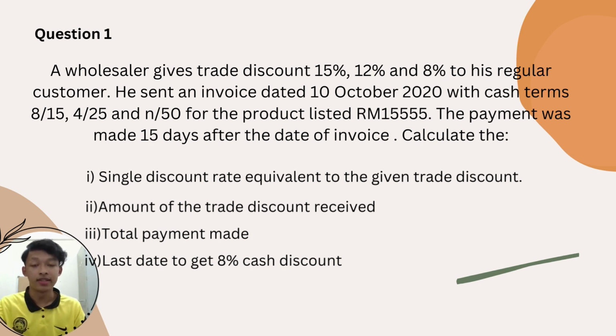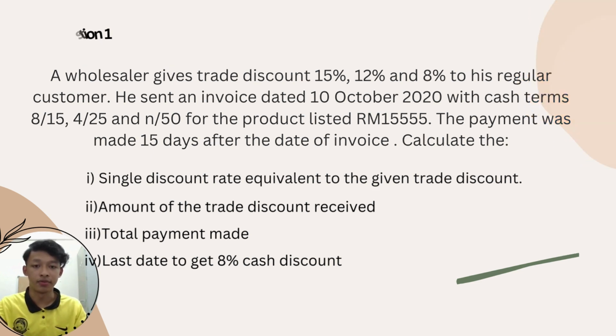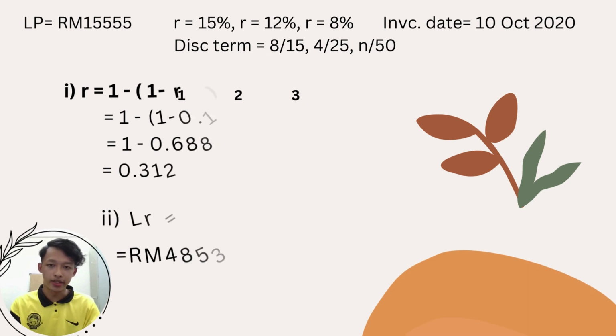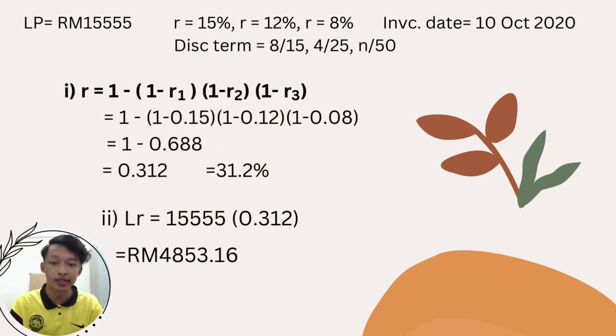Calculate: number 1, the single discount rate equivalent to the given trade discount; number 2, the amount of the trade discount received; number 3, the total payment made; and lastly, the last date to get the 8% cash discount. To answer this question, you need to list all the information given to make it easier. Here we listed the list price, the rates, the invoice date, and the discount term.